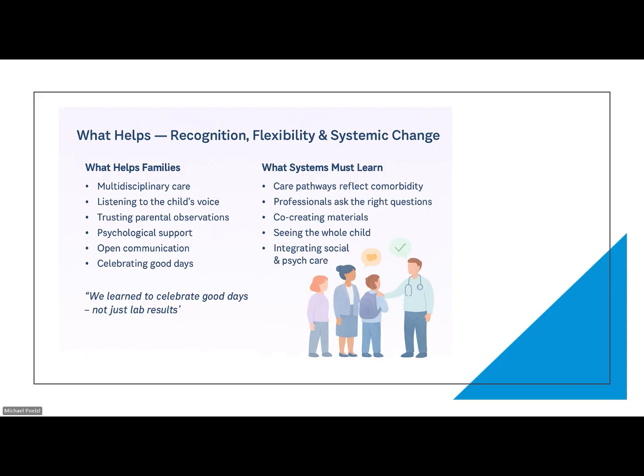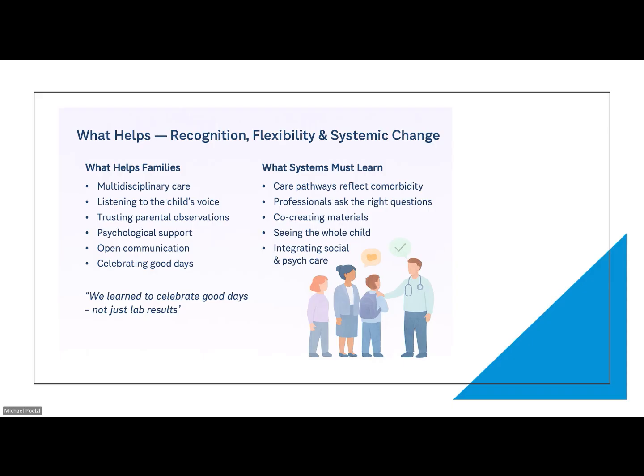Trusting parental observations. We often notice the first subtle signs. The psychological support. It's not optional, it's essential. The peer support. Family exchange, sharing stories, strategies, and strength. Open communication between families, schools, hospitals, and professionals. And celebrating good days, not just lab results, but moments of real life.